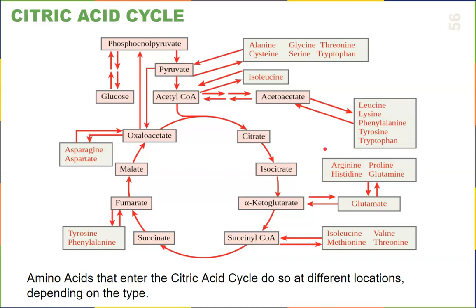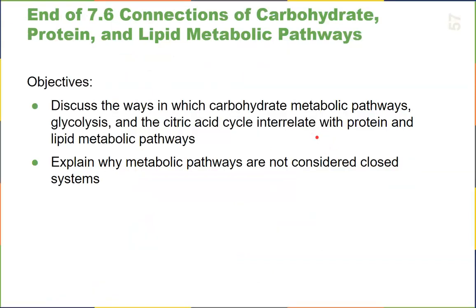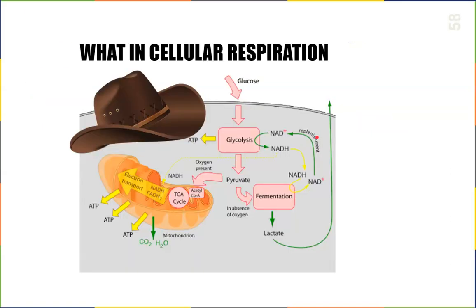So these are just different ways in different areas where amino acids can enter the pyruvate and the acetyl-CoA step and the citric acid step, but we don't need to memorize them. It's just something interesting to note. Okay, and that's the end of 7.6. So just know that proteins, lipids, they can enter this pathway as well, but they don't always enter at the beginning. They can enter at different parts of the overall process.